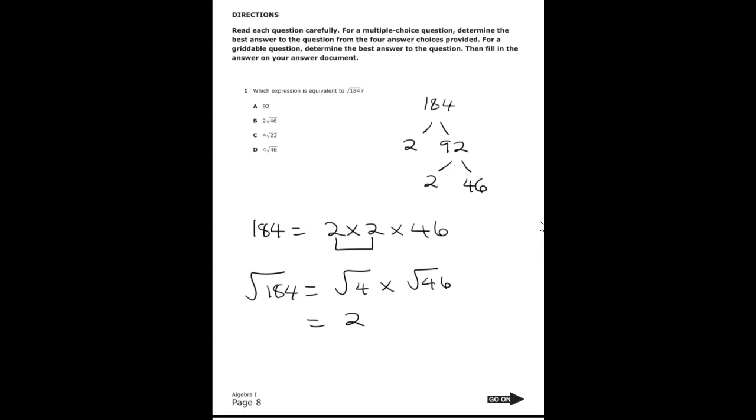So now we're going to rewrite 184 as 2 multiplied by 2 multiplied by 46. Because I have 2 multiplied by 2, I have a perfect square here. Therefore, the square root of 184 is the same as the square root of 4 multiplied by the square root of 46, which gives me 2 square root of 46. And so our answer is B here.